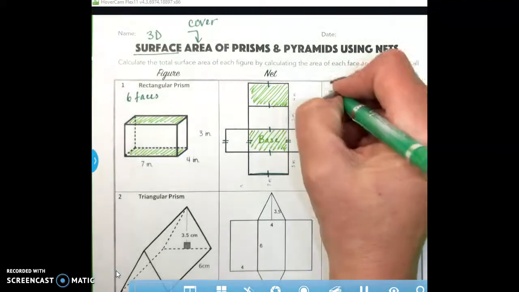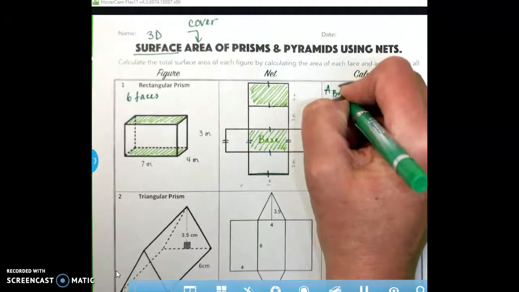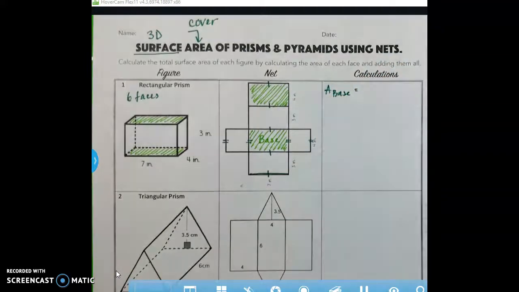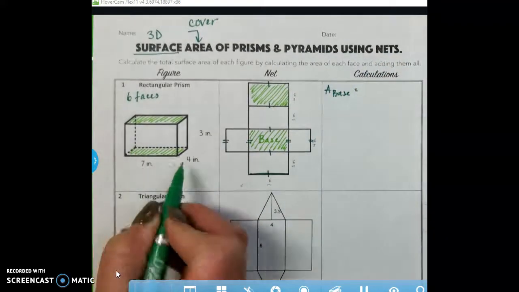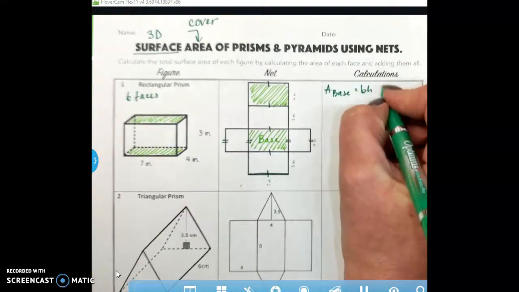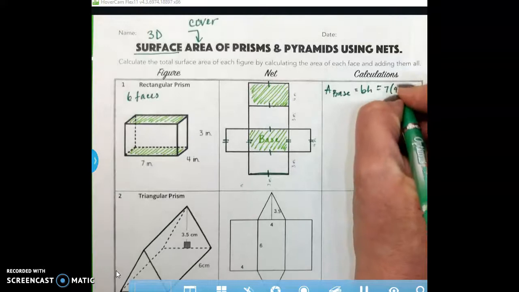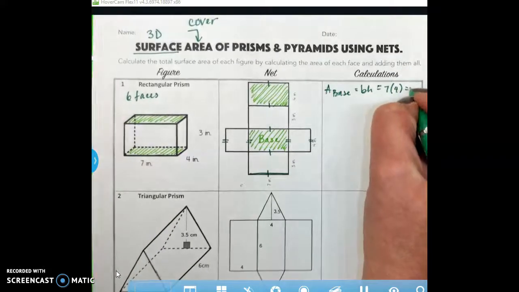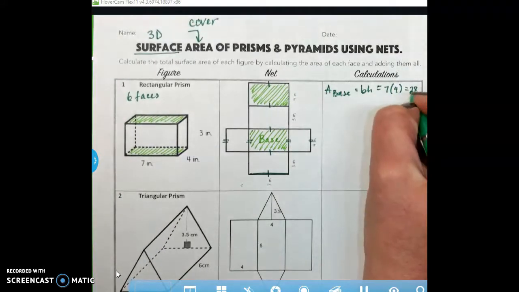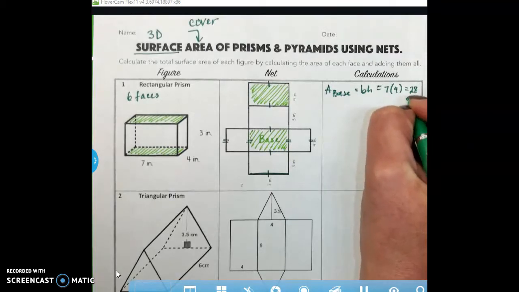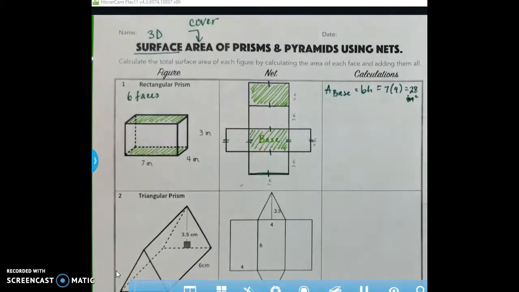So let's get started. Area of the base, we're going to start there first. The measurements are 7 by 4. So all of this is a rectangular set of shapes. So 7 times 4, base times the height, will give us 28 square inches. Done and done.